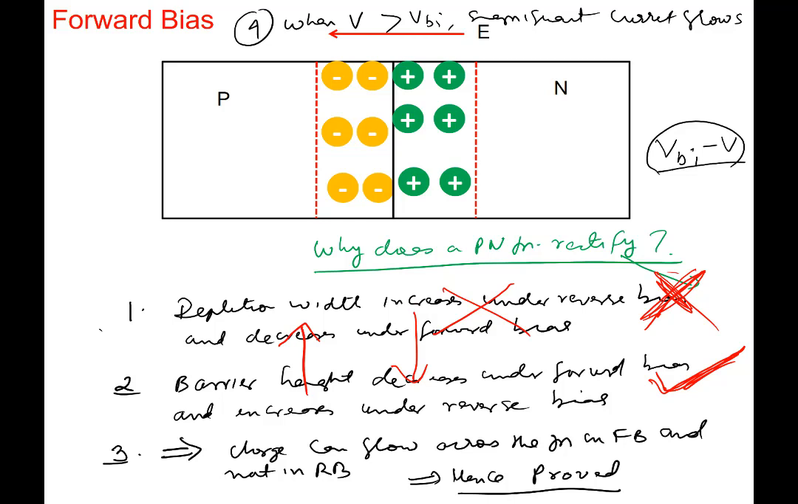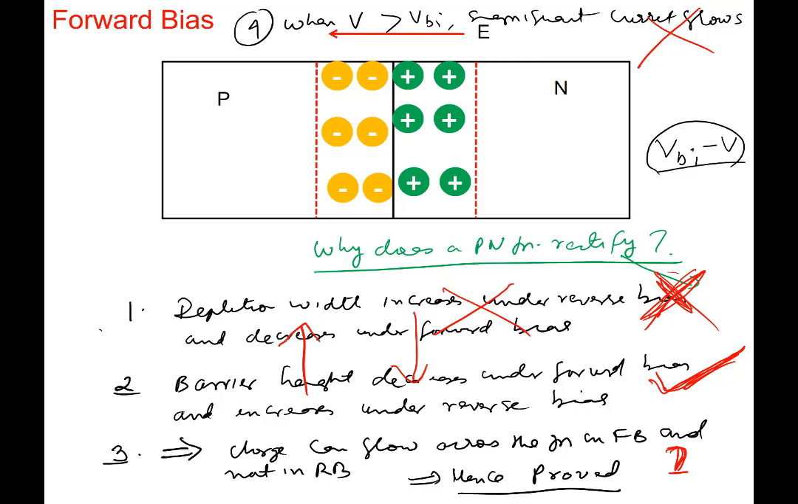Charge can flow across the junction in forward bias and not in reverse bias. Huh? This is sort of problematic. This is problematic. We'll just see in a minute, it's problematic. This is totally wrong. This is totally wrong. V is significant current flows when V greater than VBI. Not true. Not true at all.